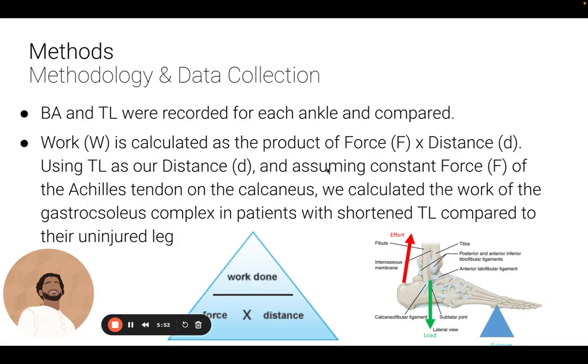Now, what we did is we looked at the BA and the tuber length for each ankle, and we compared both sides, both the normal calcaneus and the injured calcaneus. And just thinking about what work actually is, right? Because we're thinking biomechanically, what is work? It's the product of force times distance. As you can see in this image right here, using the tuber length as our distance, if the force is basically a constant force of the Achilles tendon, we can conclude that a shortened TL will result in an increased work on the gastrosoleus complex.